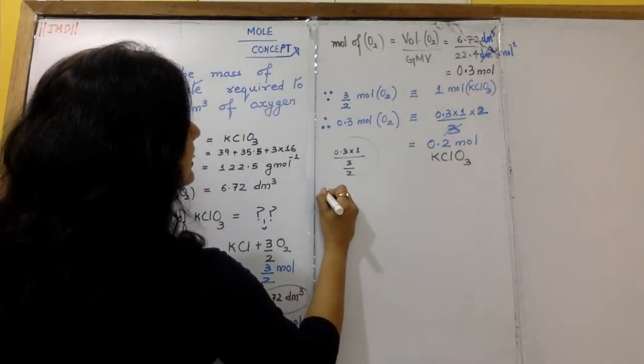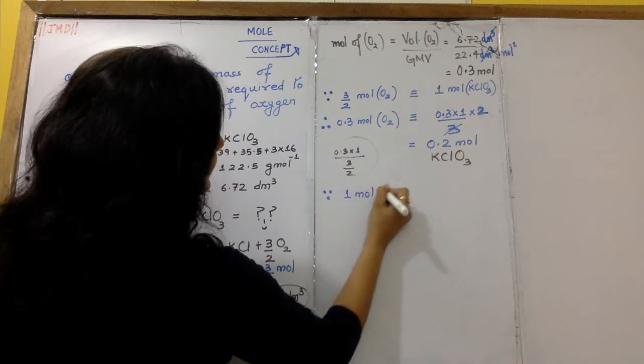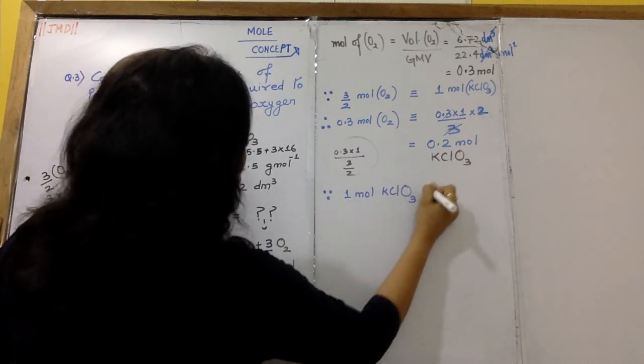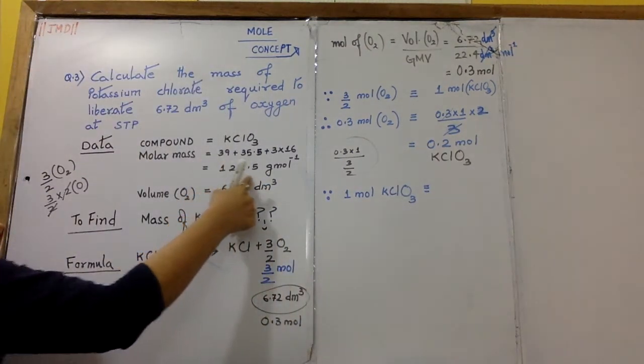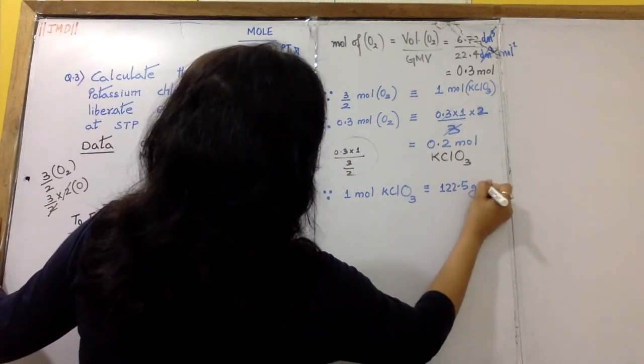Now, since 1 mole KClO3 is, we found the mass here earlier, 122.5 gram per mole.